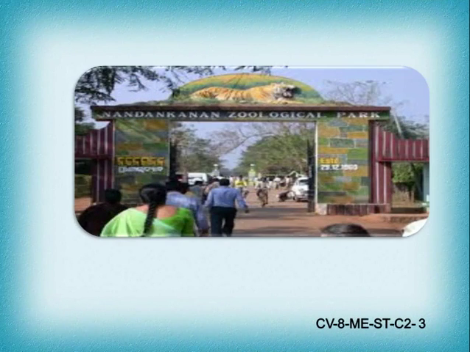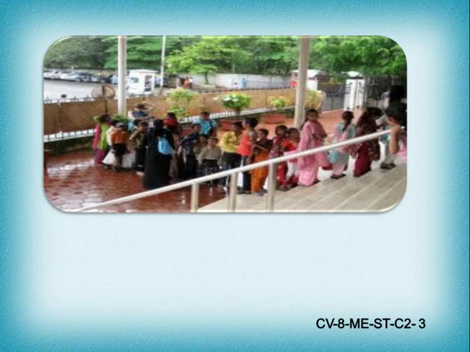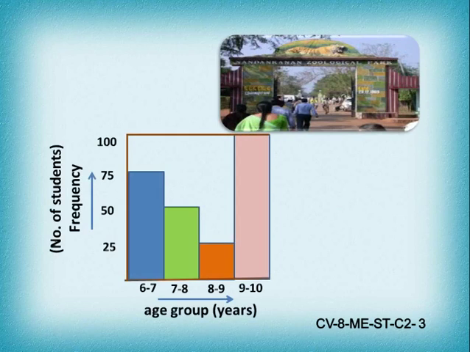Children, look at the queue in front of the zoo garden. How eager the children must be to get inside the thrilling world of birds and animals. Oh, there are children of different age group. The histogram represents the graph of age group against the number of students. Without counting the number of children of different age group who visited the zoo, will you be able to tell which group of children visited the zoo?